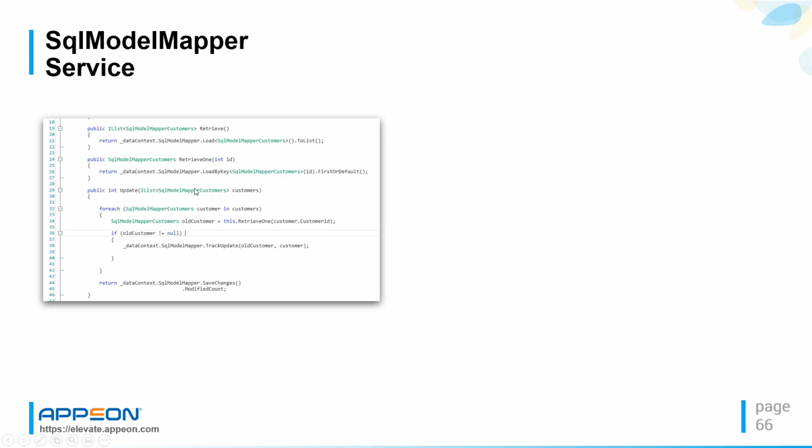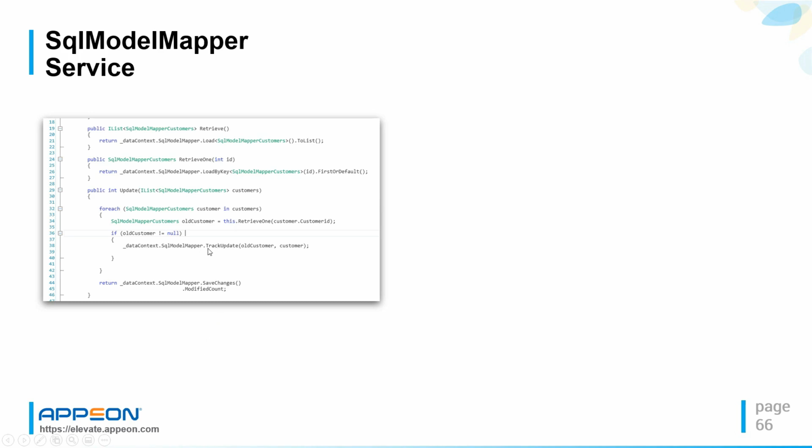Here's my update. So the update takes in the list of customers, and the way I'm figuring out what changed for my update statement is I'm looping through the customers that were passed in, and I'm retrieving the current customer data from the database. This is where my retrieve one method is being used. So now I have the customer that was passed into me because I'm looping through, I have the current customer data from the database, and I compare the two. That's what this track update does.